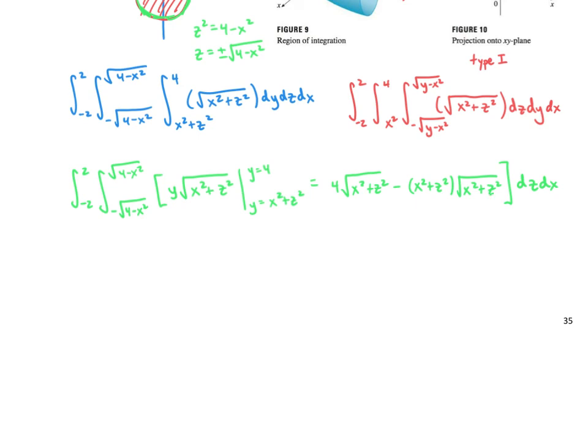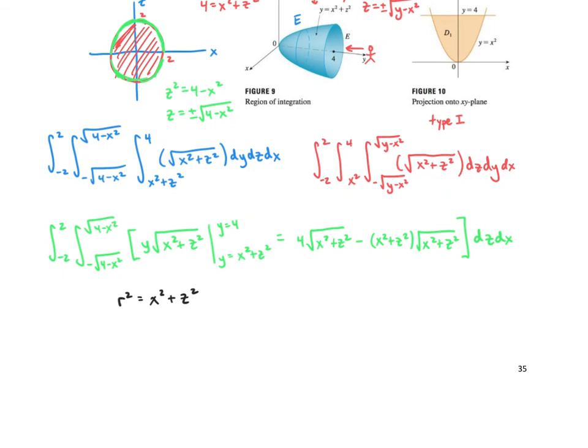We're going to use polars, and we're going to use the relationship that r squared is going to equal x squared plus z squared. Additionally, and you can look at the object above, that circle that we're dealing with, we're going to let r go from 0 to 2 because we have this circle with radius 2. And again, forget the fact that it's the xz plane. We're just dealing with these variables together. And then theta is, of course, a full circle, so 0 to 2 pi.